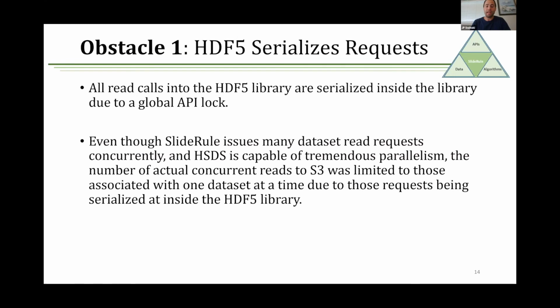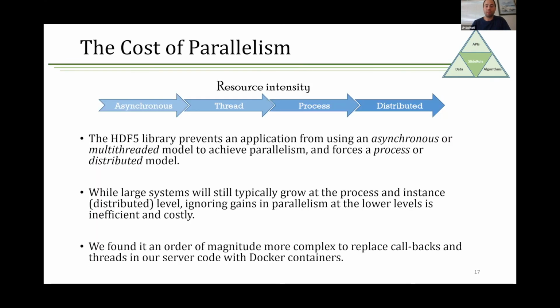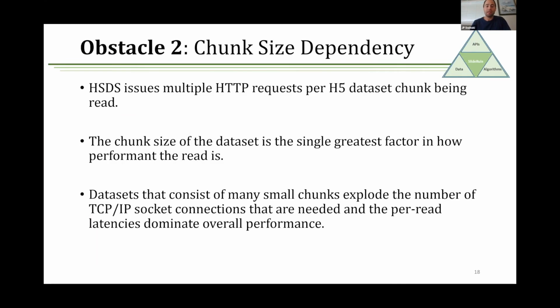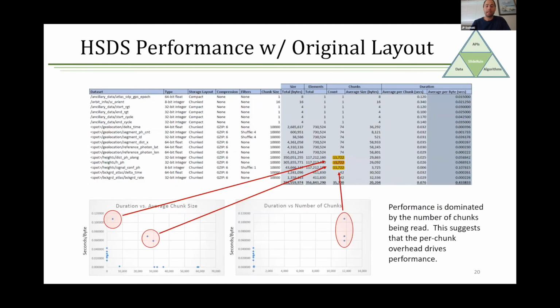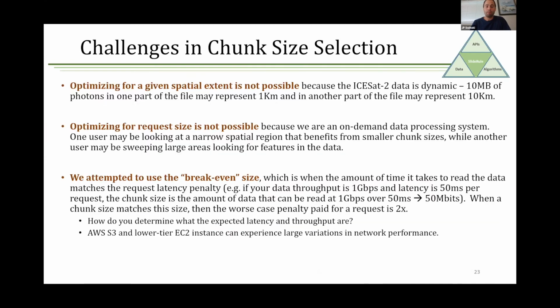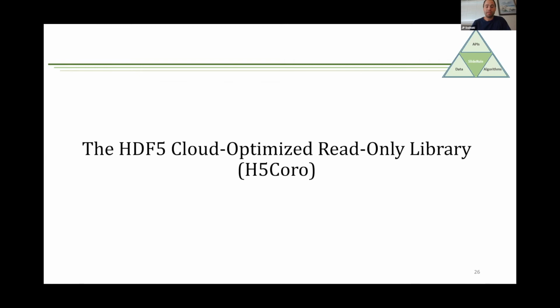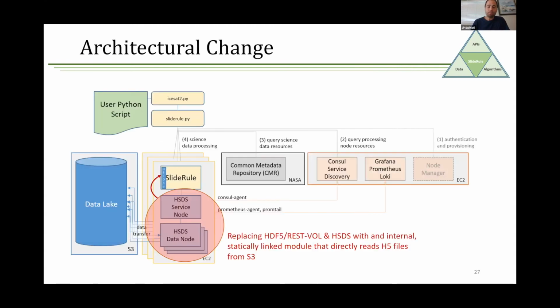So I'm going to skip over some of these things and just go through a little bit at the end. This goes into more detail about the serialization and the chunk size dependency. I'm going to jump down here to H5Coro and what we've done there. What we did is replace HSDS and its connection with HDF5 and the REST VOL, and we moved it into this one module.